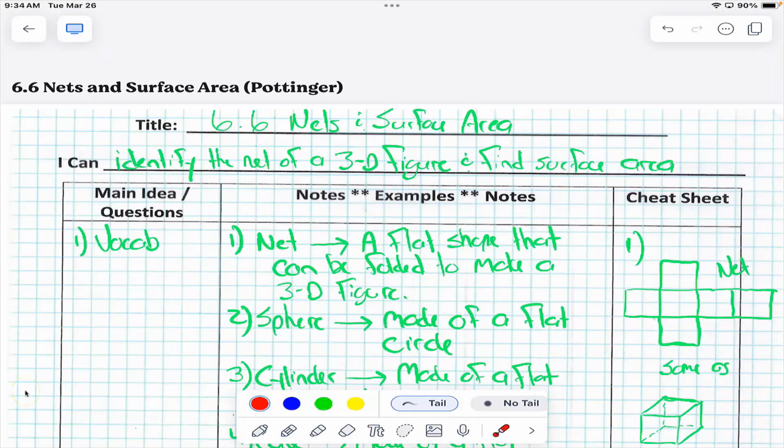Pottinger's homeroom. Today we are working on 6.6 nets and surface area. I should be up on the screen. Can you identify the net of a 3D figure? And can you find surface area?